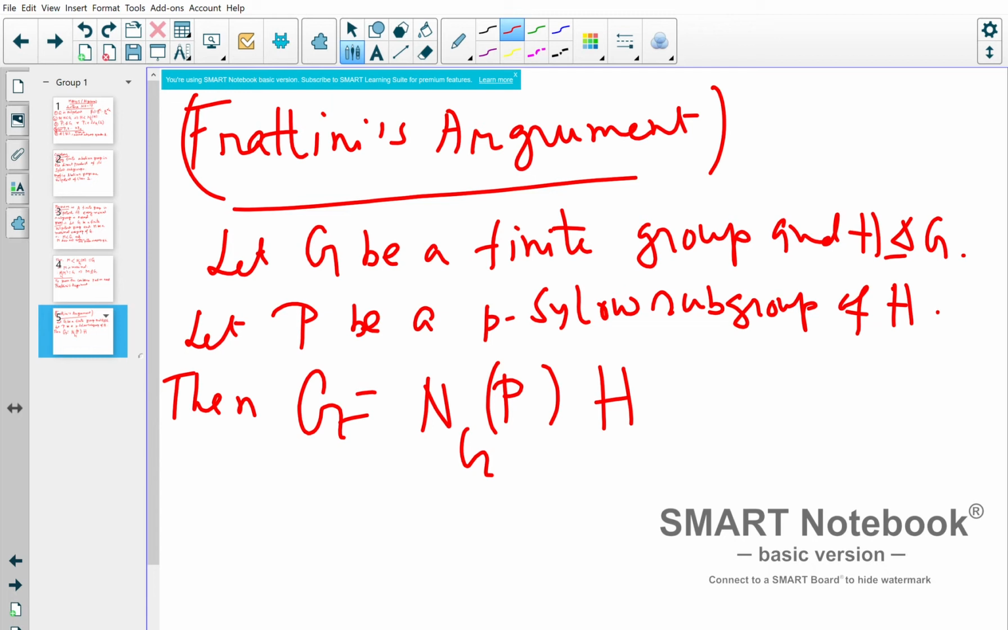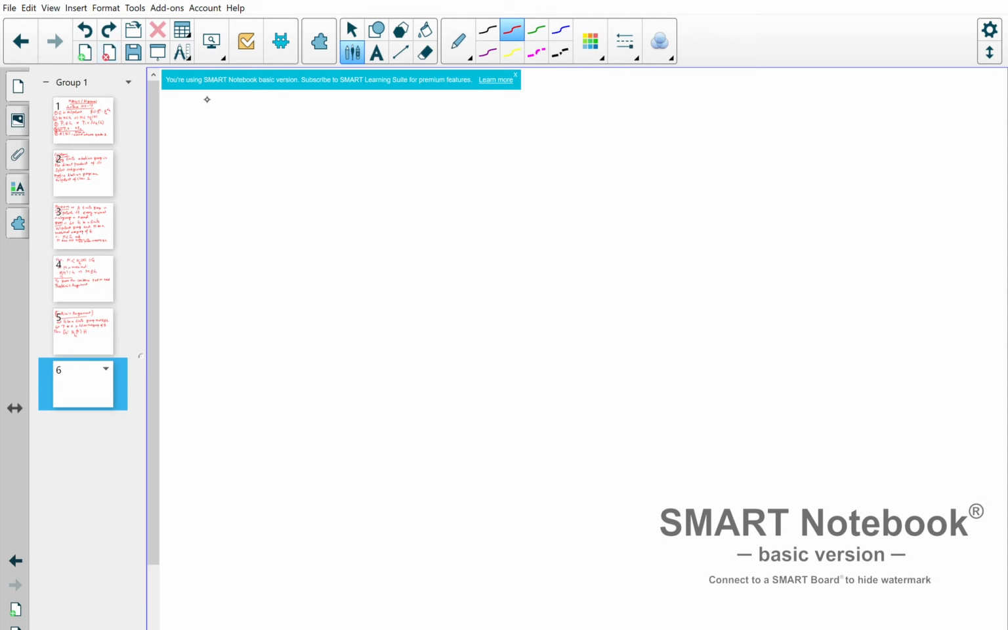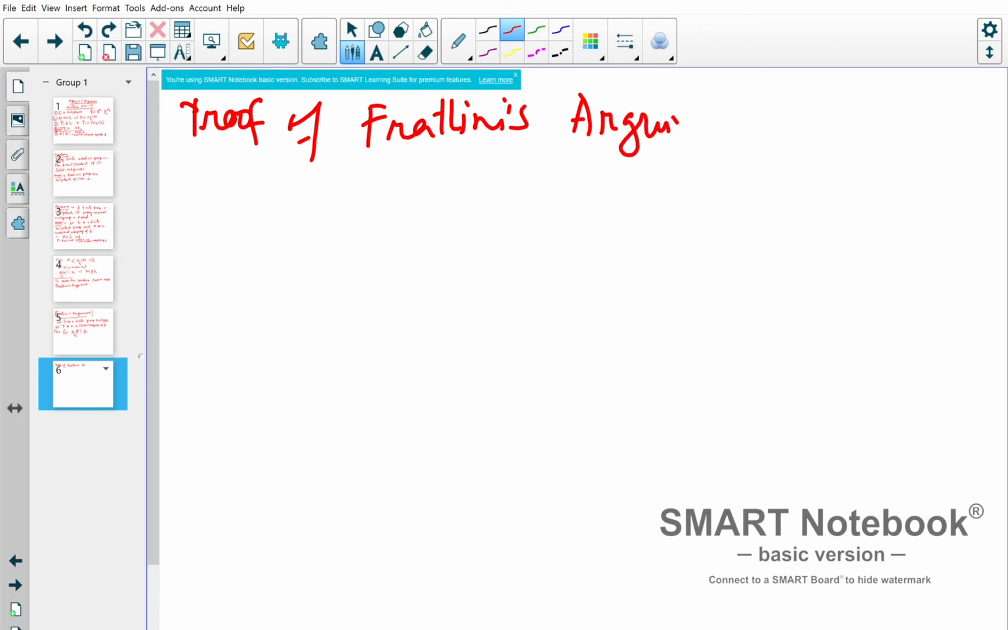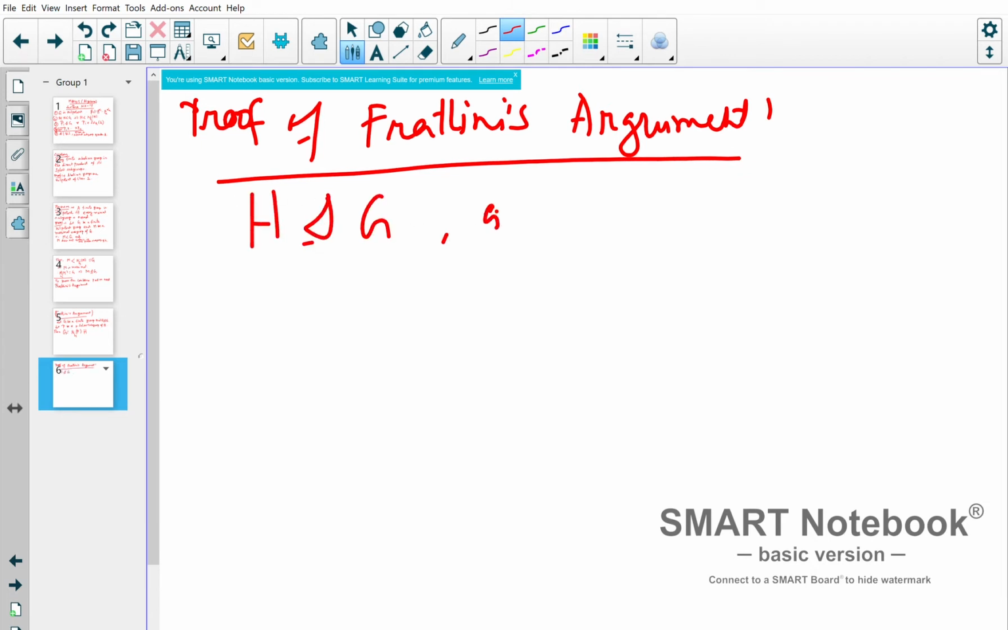So how do you prove this kind of statement? Let me first give a proof of this Frattini's argument. So, proof of Frattini's argument. What is given? Given that H is a normal subgroup of G and P is a Sylow subgroup inside H.